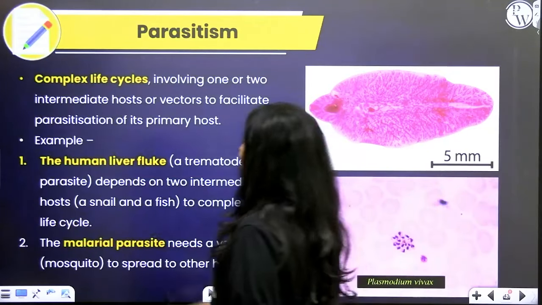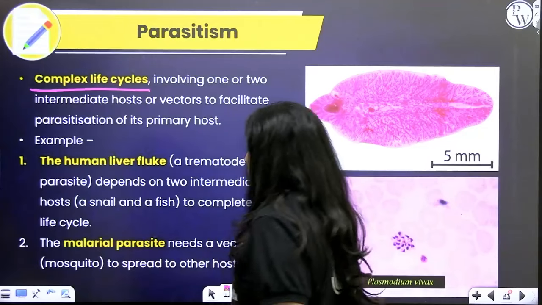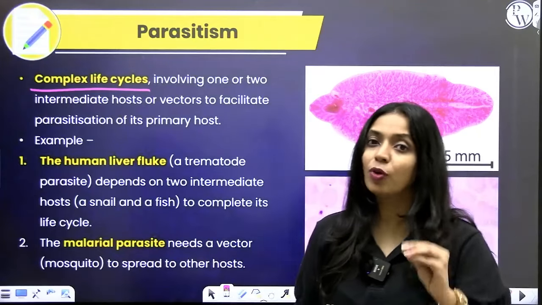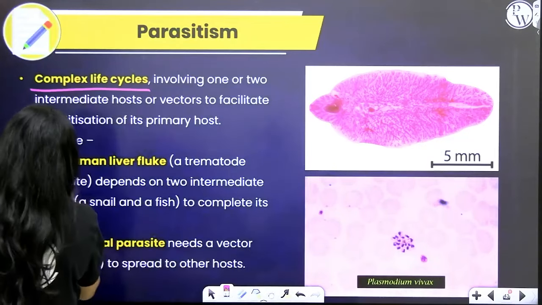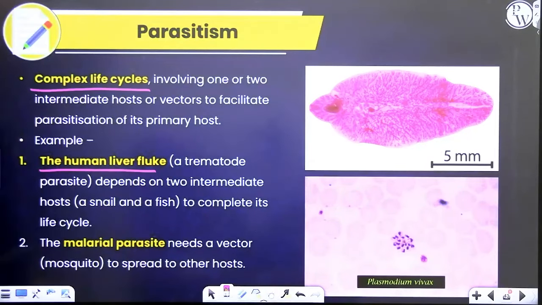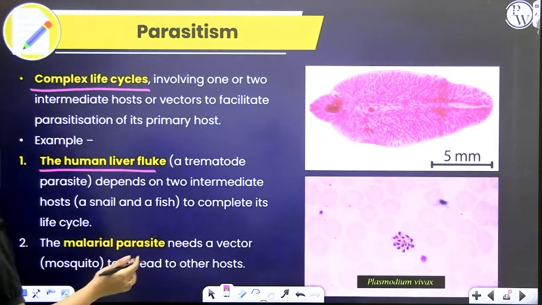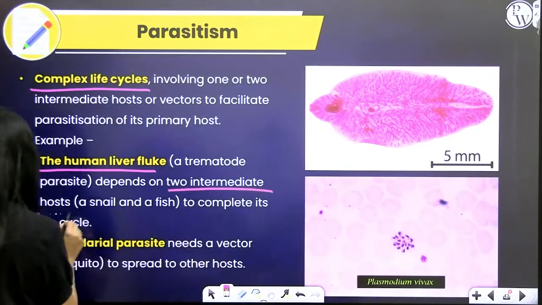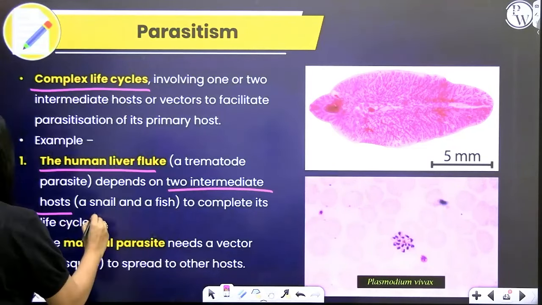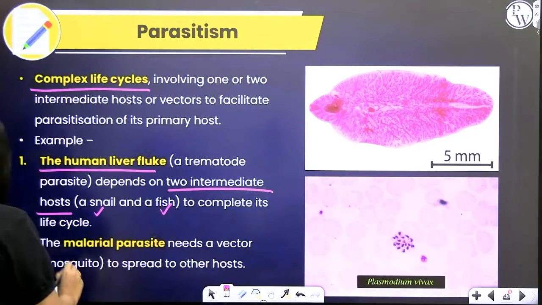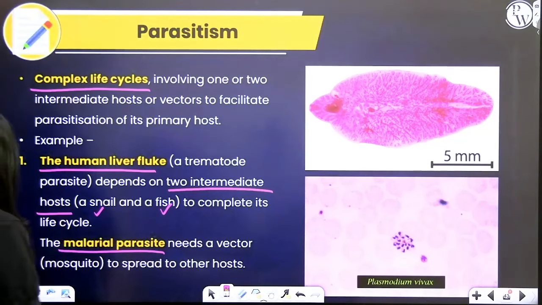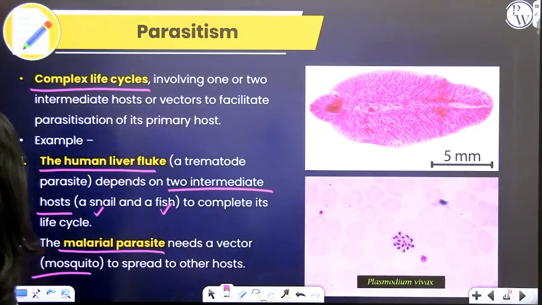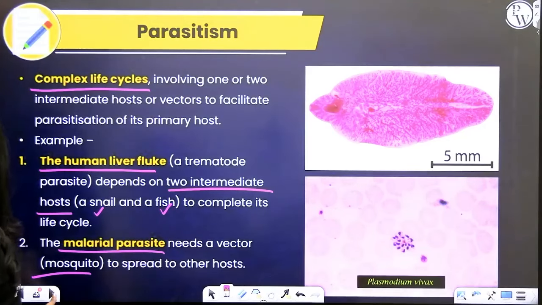Usually parasites will have very complex life cycles. Many times it will involve more than one intermediate host. Okay. For example, the human liver fluke, it is a trematode, a kind of flatworm. It depends on two intermediate hosts to complete its life cycle, a snail and a fish. And you know about the malarial parasite, which is the plasmodium protozoan. This will need mosquitoes to spread to the other host. So that is also a feature.